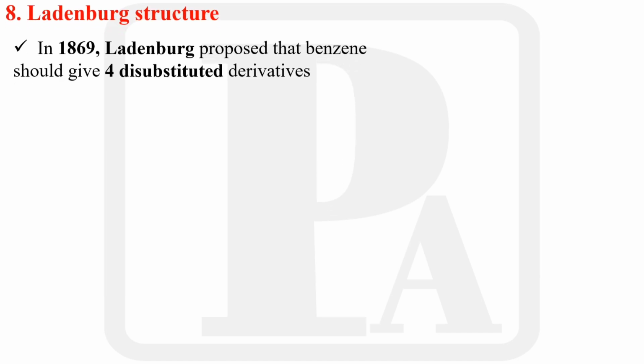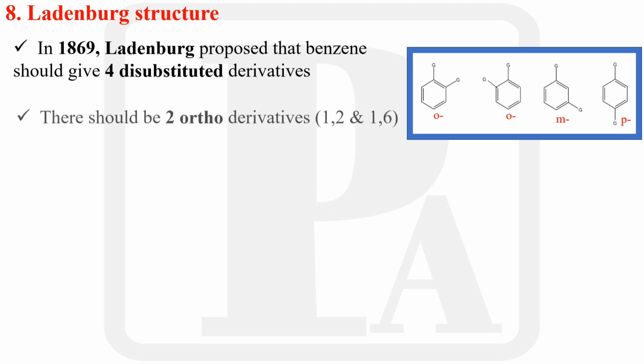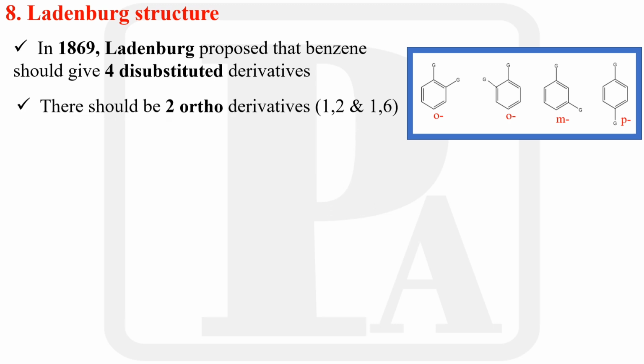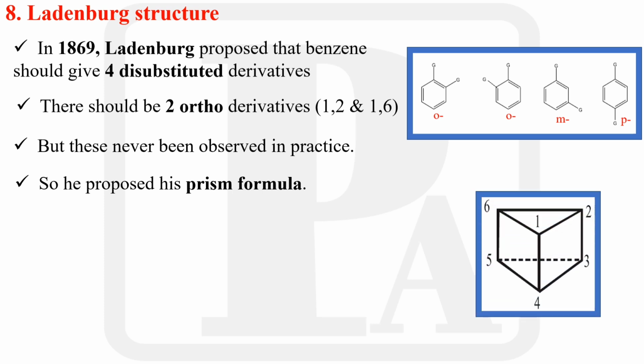The next scientist is Ladenburg. In the year 1869, he proposed that benzene gives 4 di-substituted products like this. The first two are ortho products, the next is meta, then para. In the two ortho products, one is the 1,2 derivative, another one is the 1,6 derivative. But actually we are not getting structures like this. So that's why he proposed his prism formula like this.